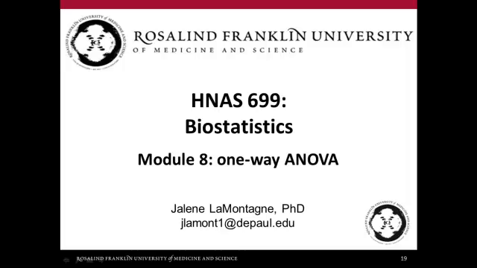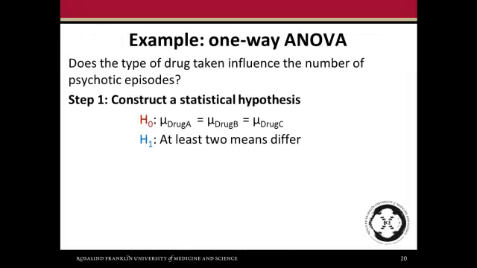For this mini lecture on Module 8, One-way ANOVA, we're going to work through an entire ANOVA example together. This example is the one from your book, and looks at if the type of drug taken influences the number of psychotic episodes. Our first step, of course, is to construct a statistical hypothesis, and our null hypothesis is that the population mean number of psychotic episodes will not differ between any of the drugs, and our alternative hypothesis is that at least two of the means will differ.